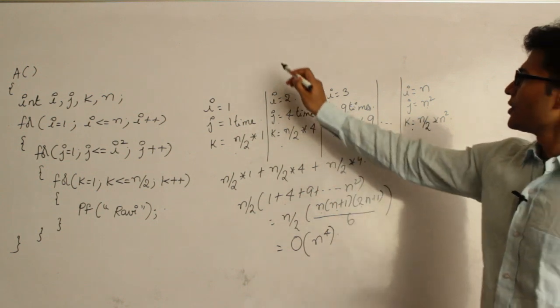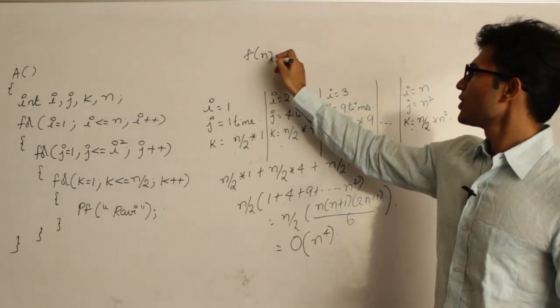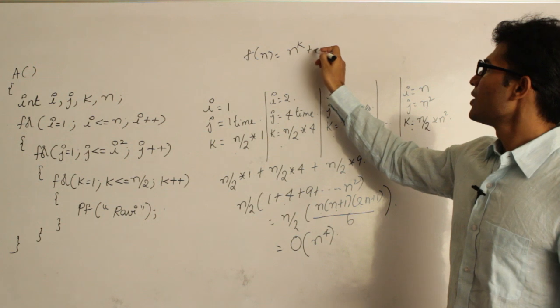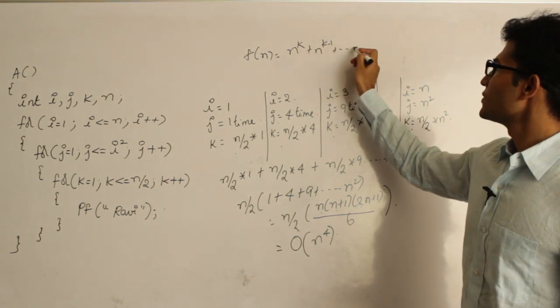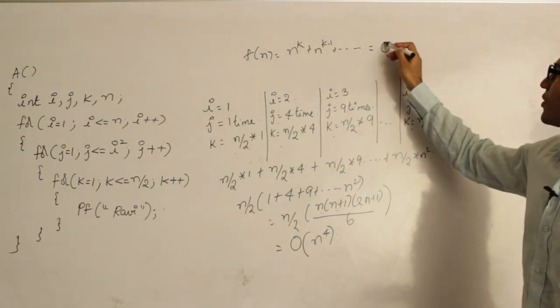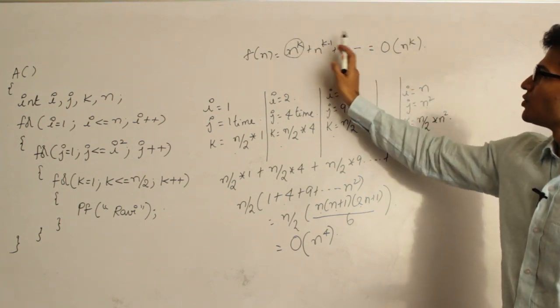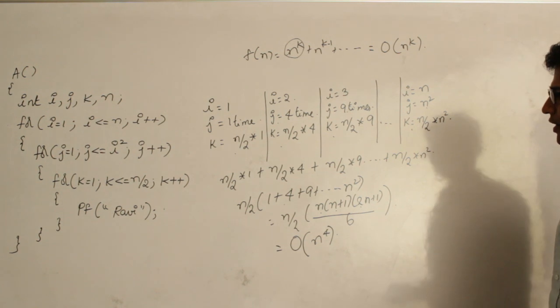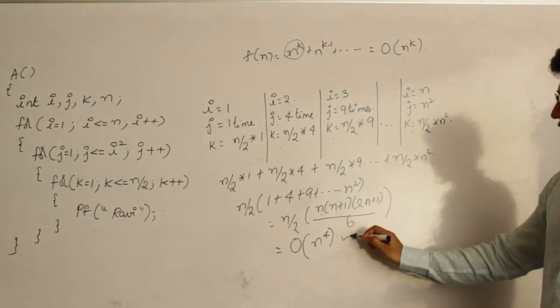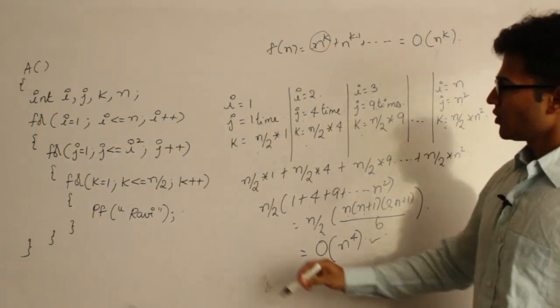So always remember, if I have a function as f of n equal to n power k plus n power k minus 1 plus so on, you could write it as order of n power k, which means n power k can be used to bound this function tightly. Okay, so in this case it is going to be order of n power 4.